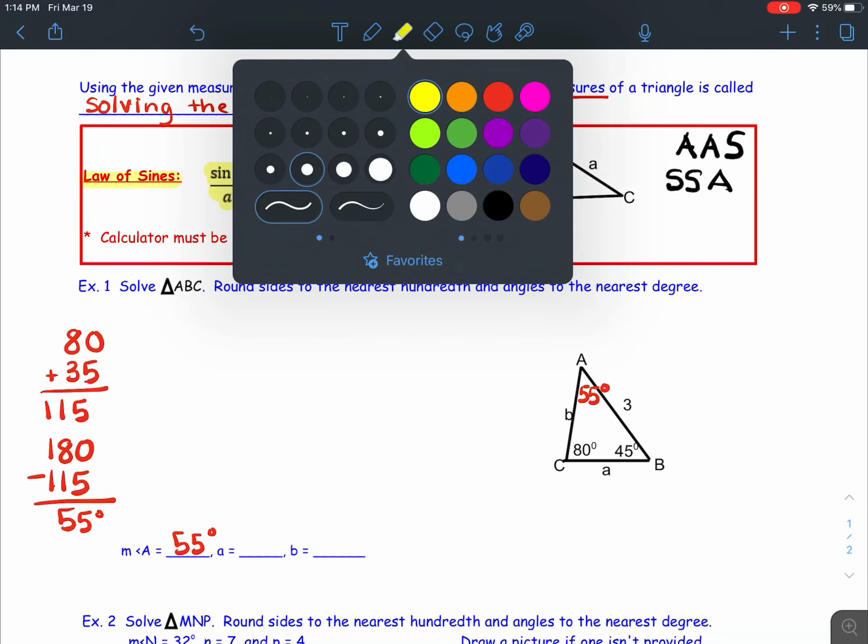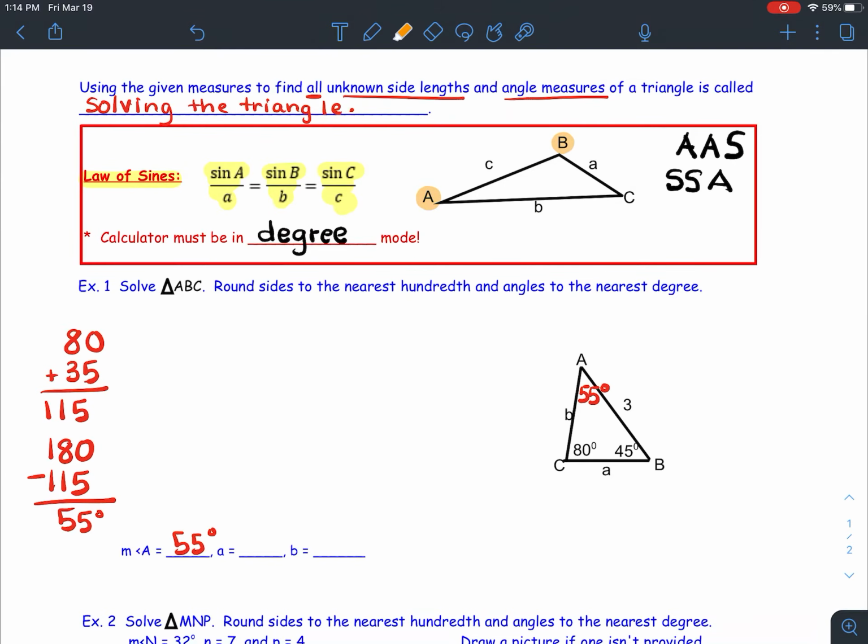Capital letters are going to be used to designate angles. Lowercase letters will represent the side lengths that are opposite each of those angles. So when you see here in the law of sines, it's saying sine of angle A over side A should be equal to sine of angle B over side B. Same thing with C here. So you want to identify a side and an angle that are opposite each other. For example, here we know angle C and we know side C.